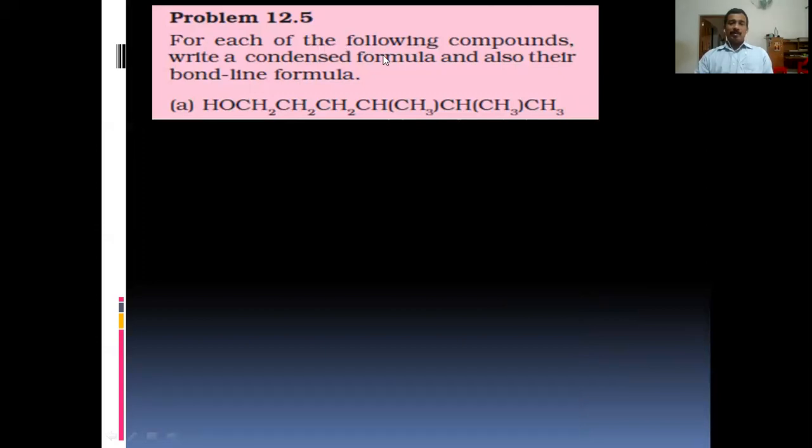Now you have a problem. For each of the following compounds, write a condensed formula and also their bond line formula. OH, CH2, CH2, CH2, CH, CH3, CH, CH3, CH3.